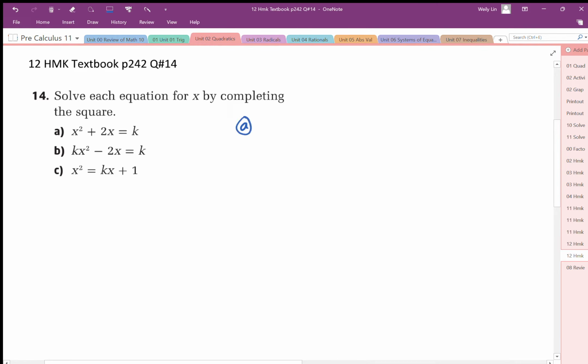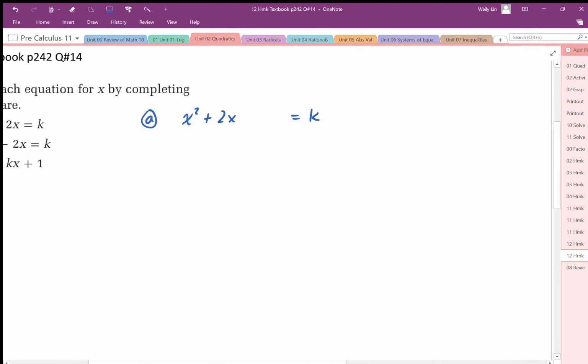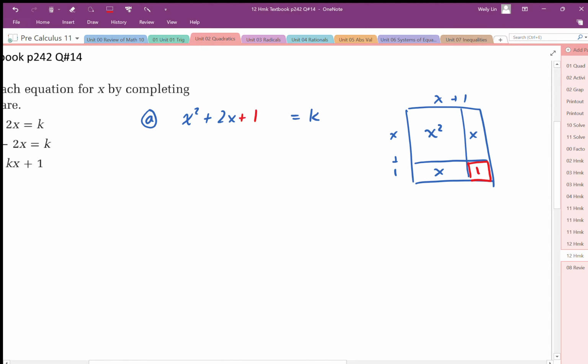So for a, we're going to have x squared plus 2x is equal to k. Okay, I'm going to show the box here. So we have our x squared, we have our 2x's symmetrically distributed here, and then we need an extra box in here, and that completes the square. So this is a square that we need to complete. We needed a 1 there, so we're going to do plus 1, and that completes the square.